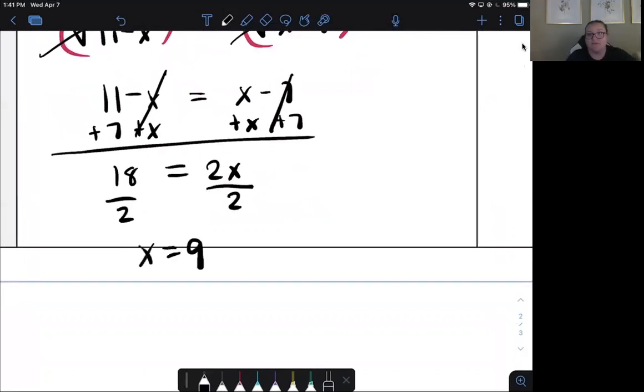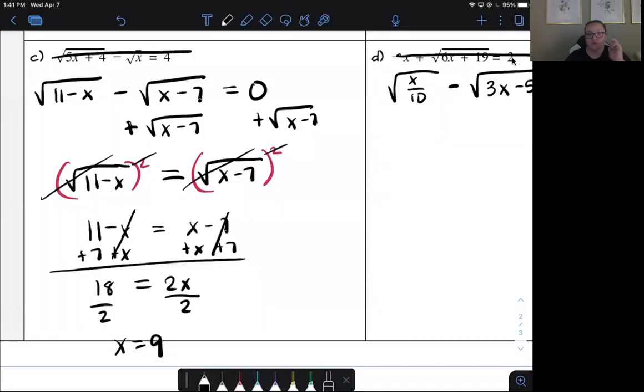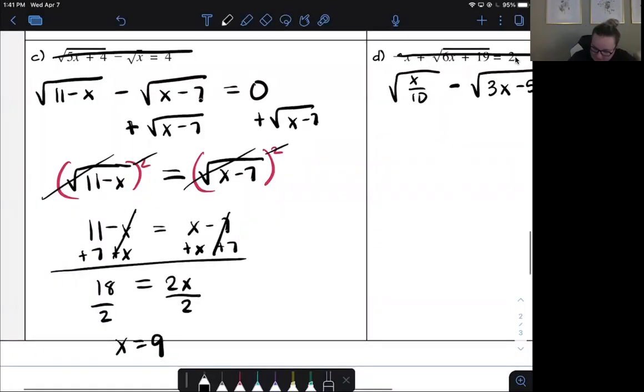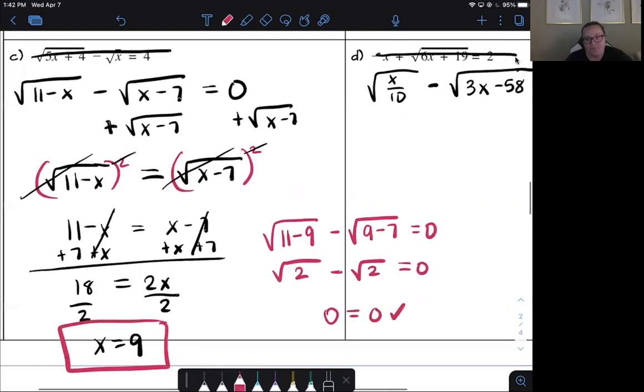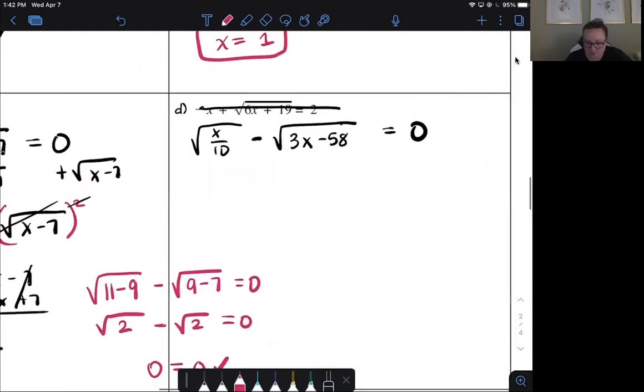Now, of course, we have to double check our answers. When we double check our answer, we're going to plug 9 back in for x. We get the square root of 11 minus 9 minus the square root of 9 minus 7 equals 0. We get the square root of 2 minus the square root of 2, and anything minus itself is 0. So 0 is equal to 0. This final answer works.